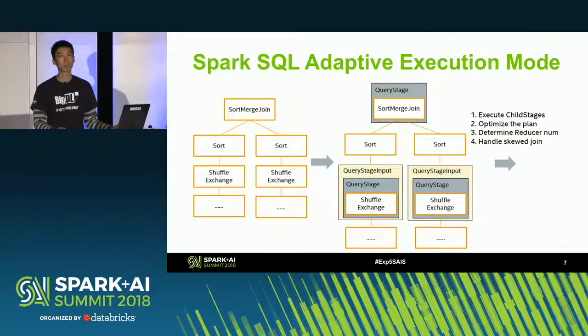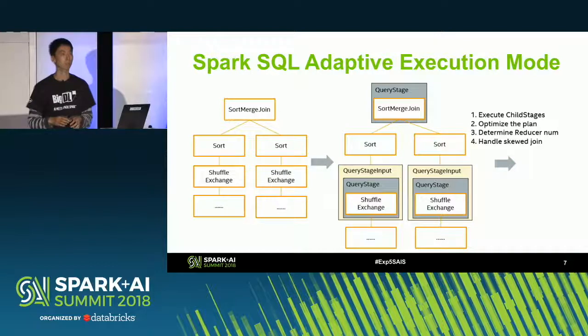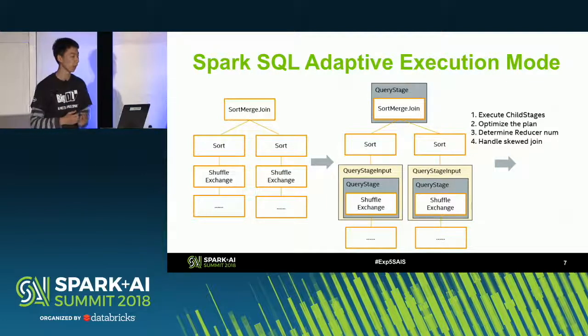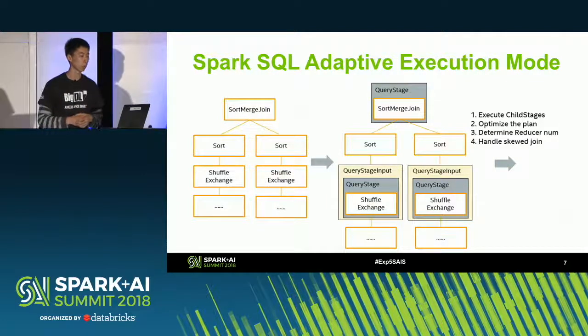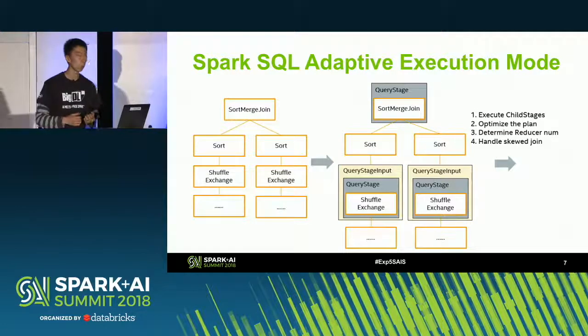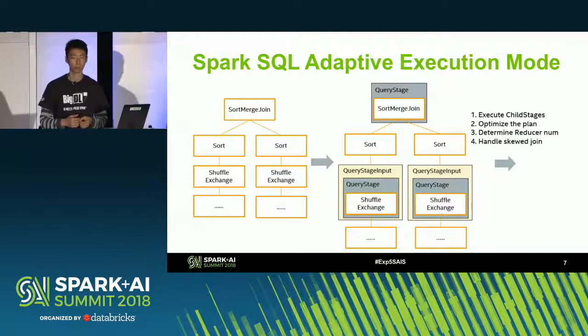So in adaptive execution mode, our idea is to submit the stages one by one and collect the statistics, and try to optimize the plan in later stages. To accomplish this, we added a few more nodes in the execution plan, which we call query stage and query stage input. So in this case of joining two tables, this is a sort merge join. So we will actually insert 3 query stages for that.